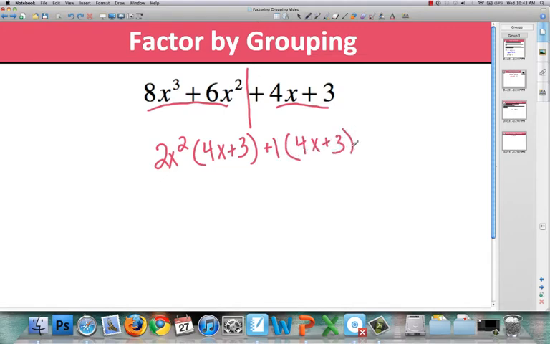And you'll notice, again, we have a common binomial term. So our second step is to now factor out our common binomial of 4x plus 3. And what we're left with goes in our second binomial, 2x squared plus 1.